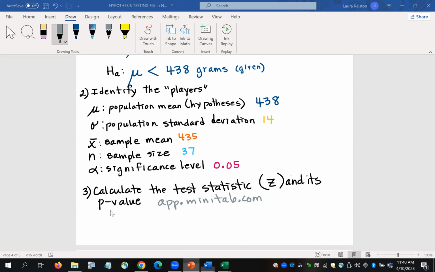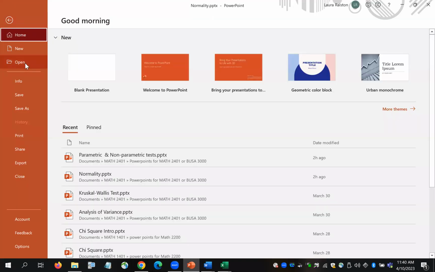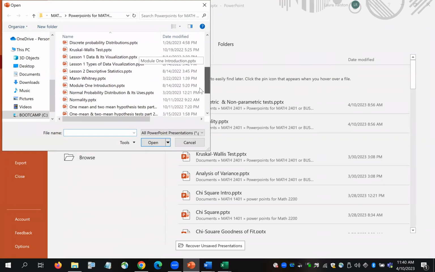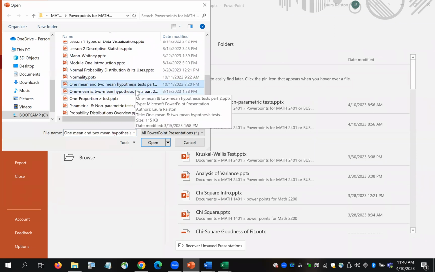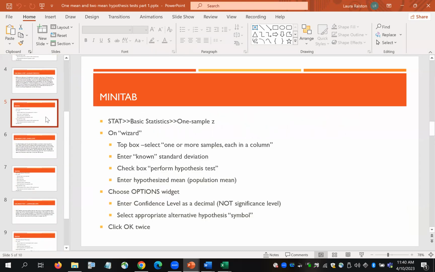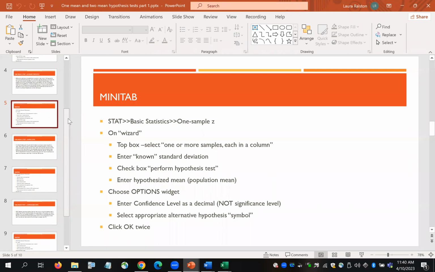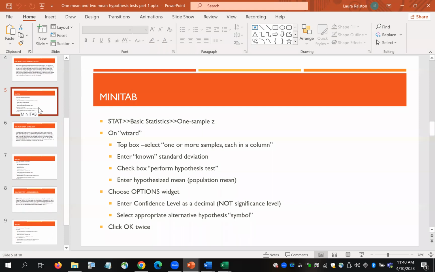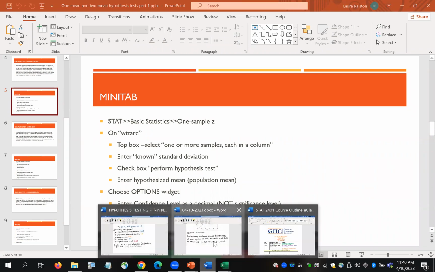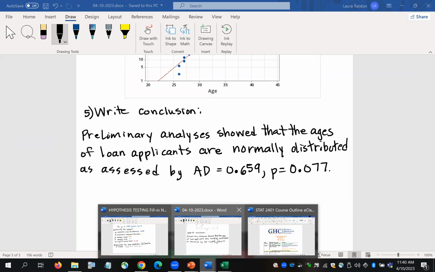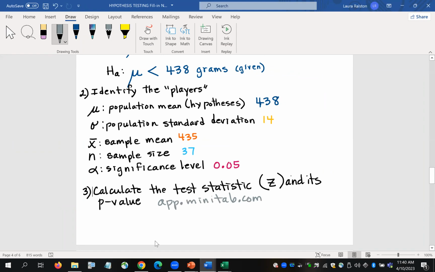Now, let me see if I've got the PowerPoint for this lesson and can tell you what slide number it's on. Okay, it is the PowerPoint for the 1 mean and 2 mean hypothesis testing. It is on slide 5. Okay, let me make you a note there.